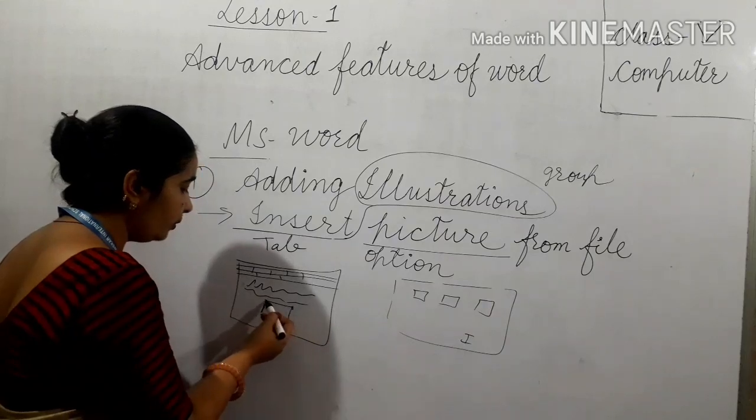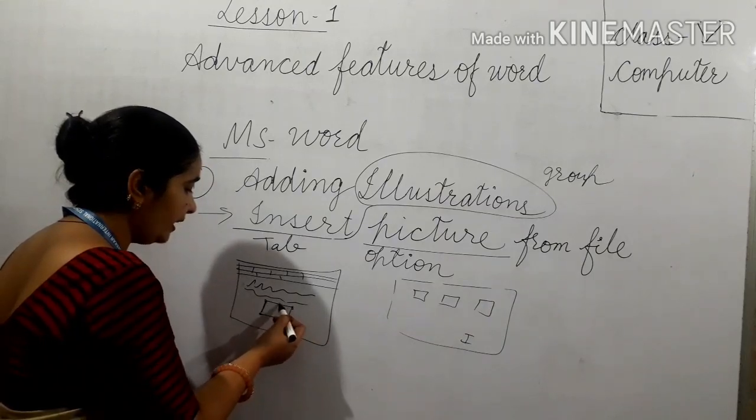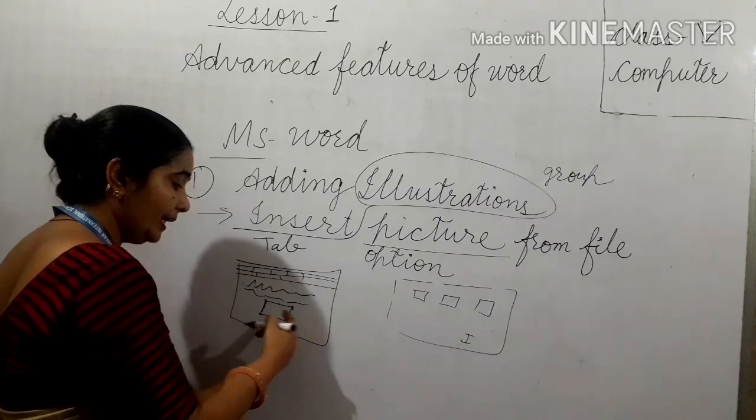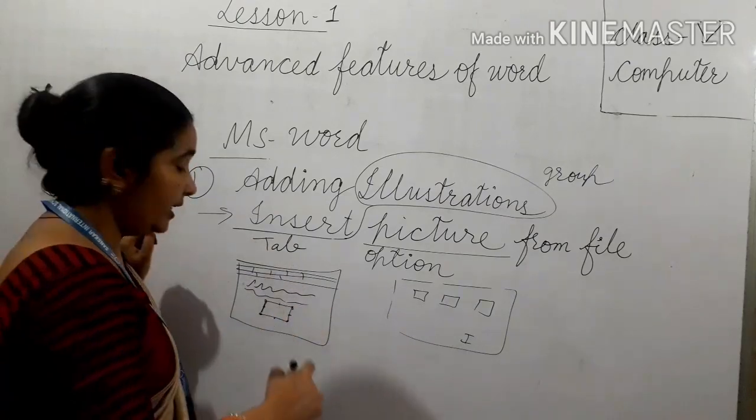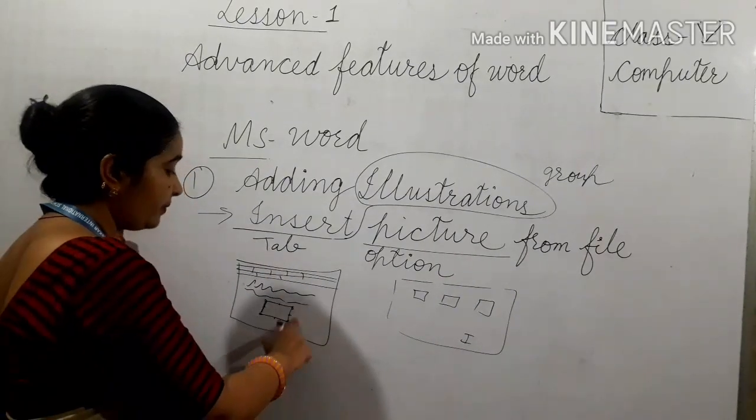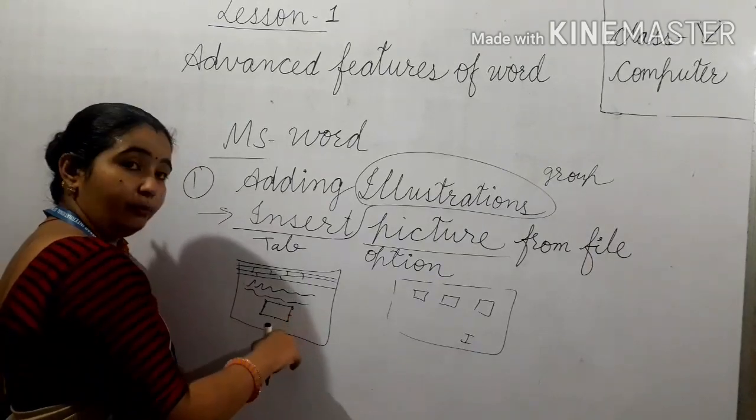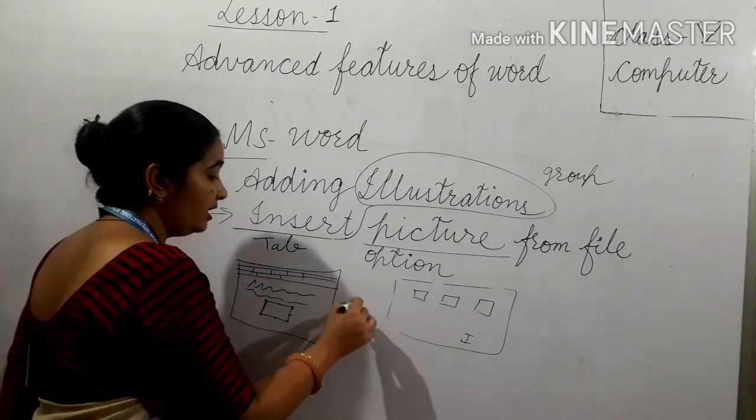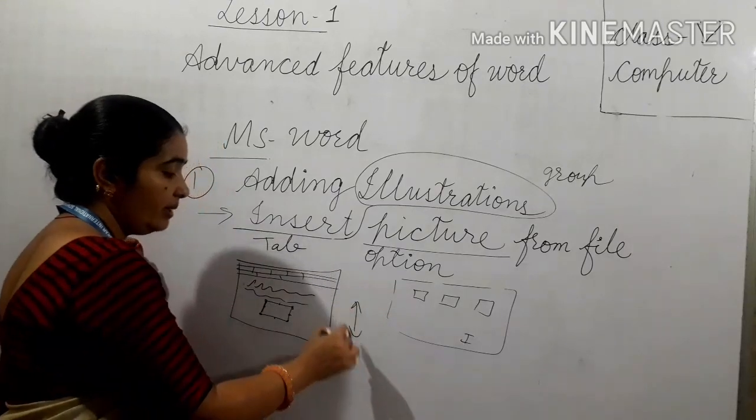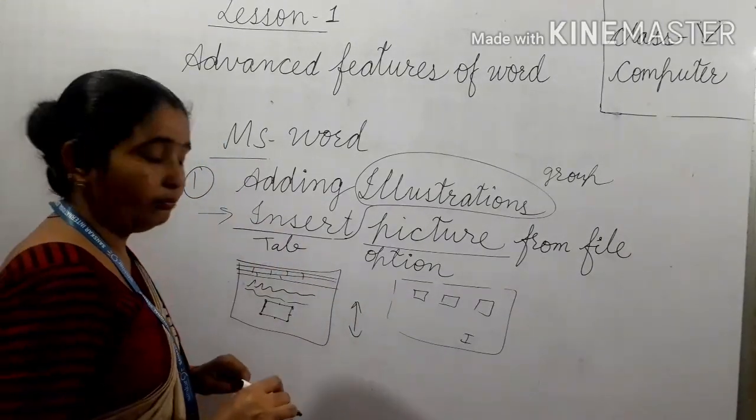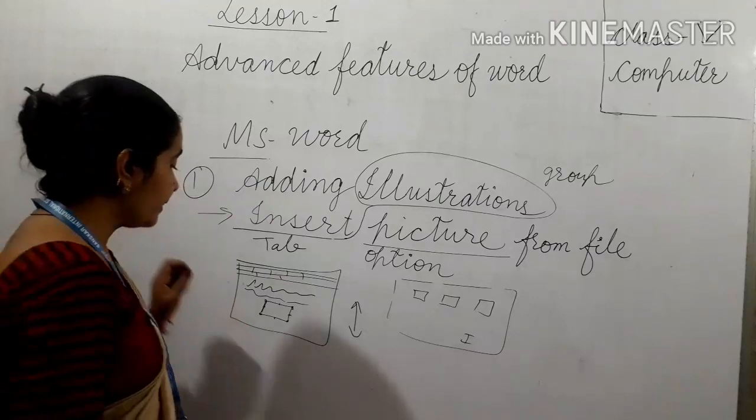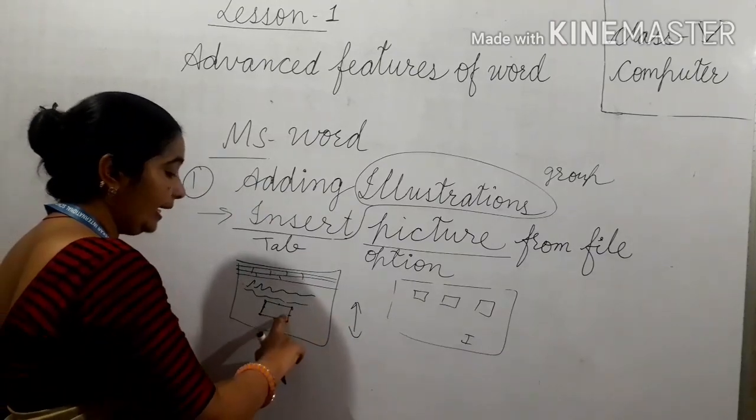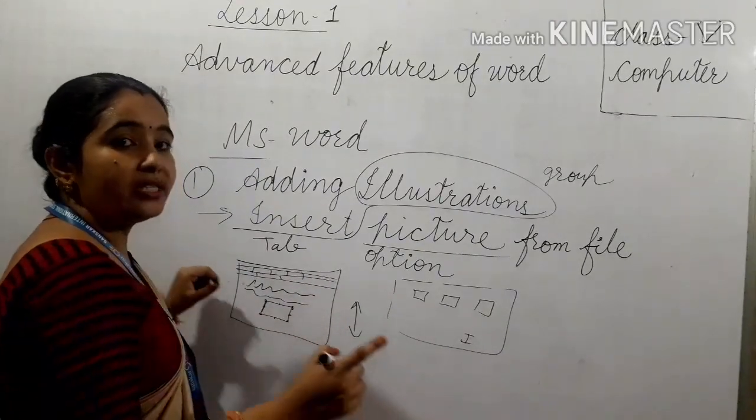You will get these 8 points. By clicking on these 8 points, when you bring your mouse pointer to these points, your arrow will change into a double sided arrow. Now you can click and drag the image to resize it.